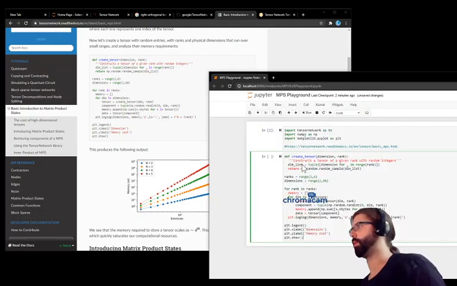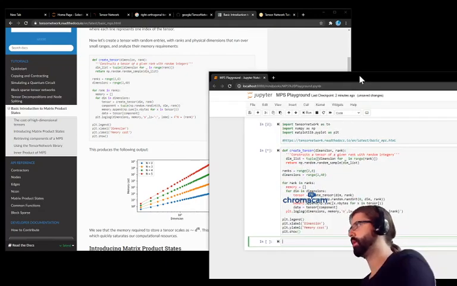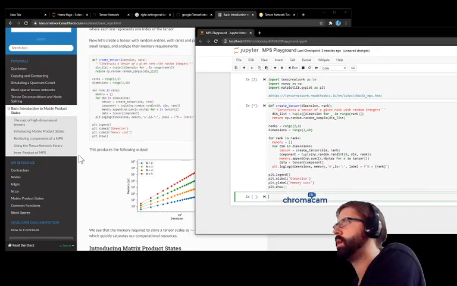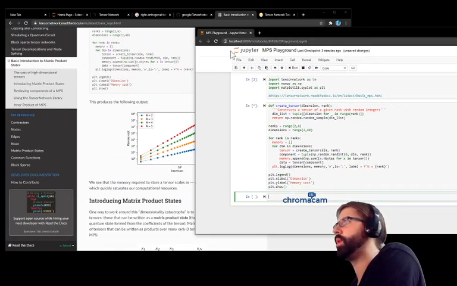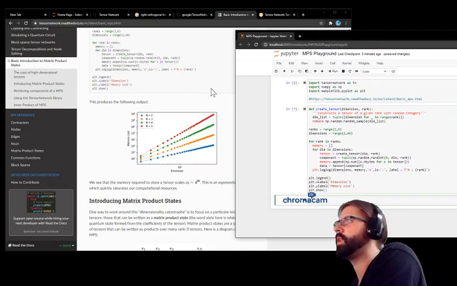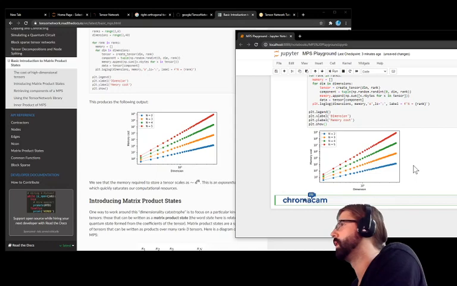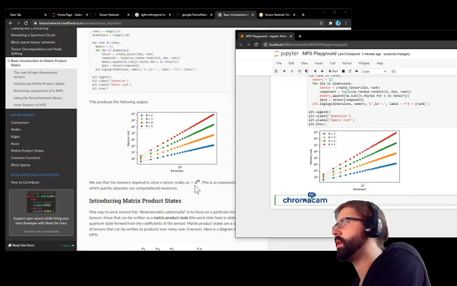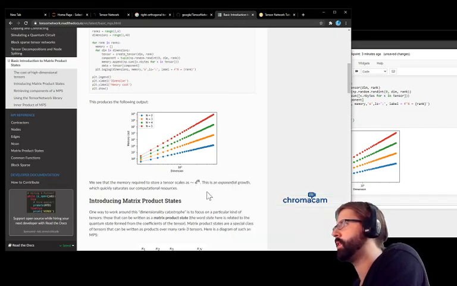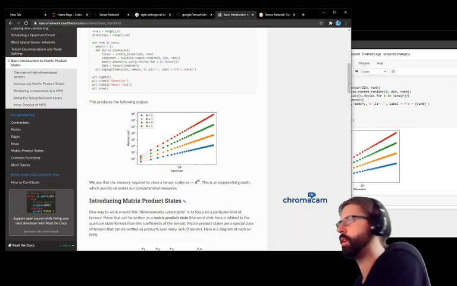Okay, I mean, that's kind of copy-paste anyway, but does this give me the same? So this produces the following output, and here you have the memory cost. Okay, pretty nice. So with N = 2, 3, 4 and 5, the memory cost scales as D to the power of N. It's an exponential growth, which quickly saturates our computational resources.